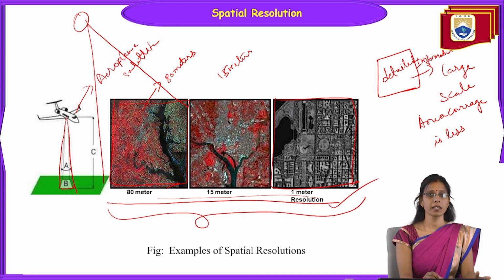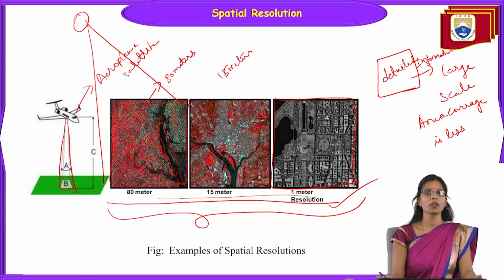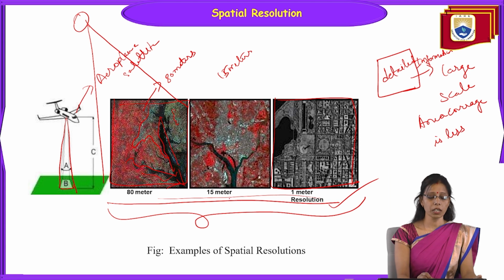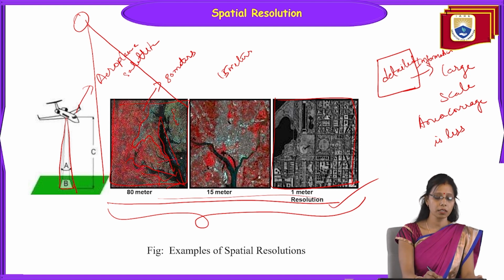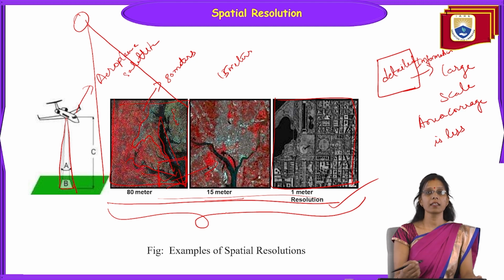So how much detail can we identify in this? Very broadly, we can identify that there is a river over here, some red color of vegetation, and some blue color of settlement or residential areas. Now if we come to 15 meters, the area is reduced, right? Maybe only this portion is captured, because it has 15 meter resolution. That means it has a higher scale than 80 meters.